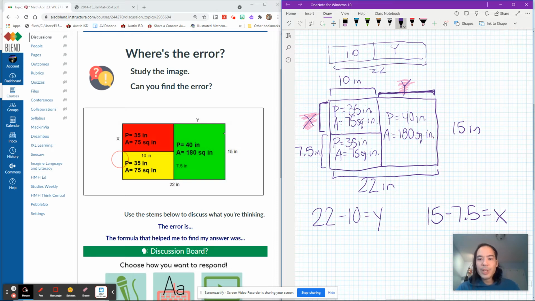All right, so 22 minus 10 is 12. So my y over here, let me make it big, is 12. All right, so y is equal to 12.